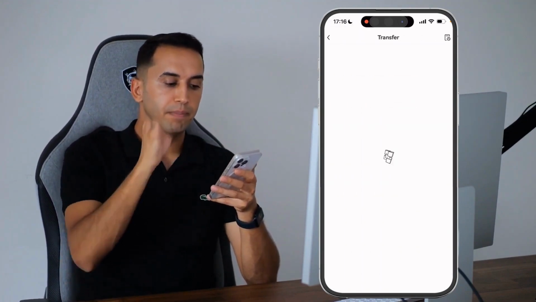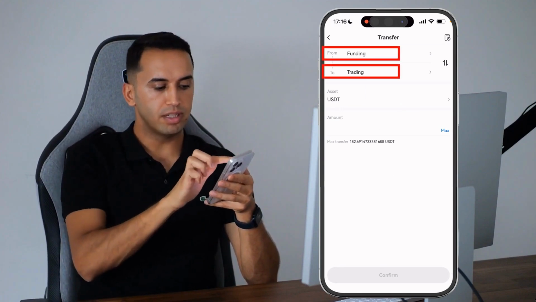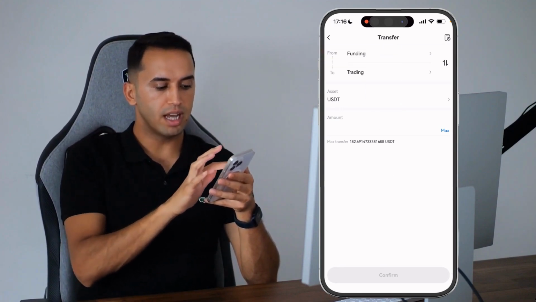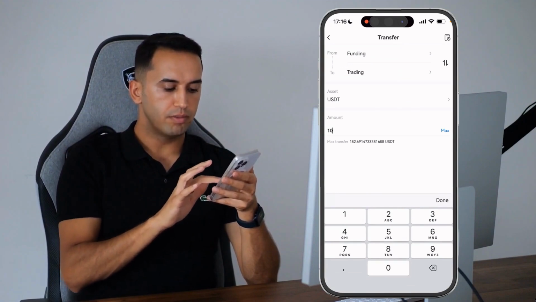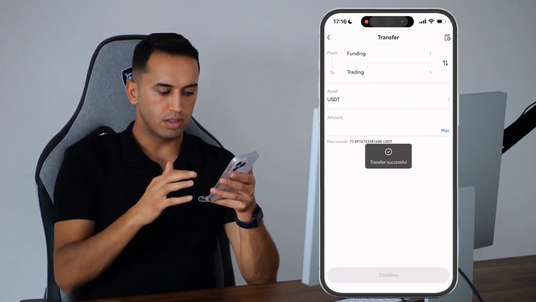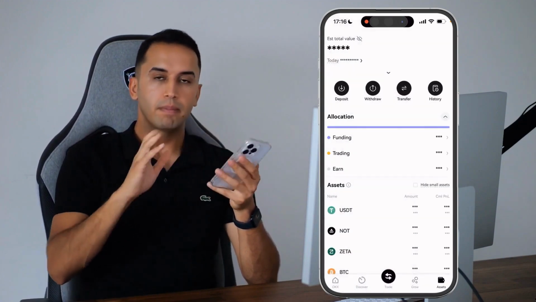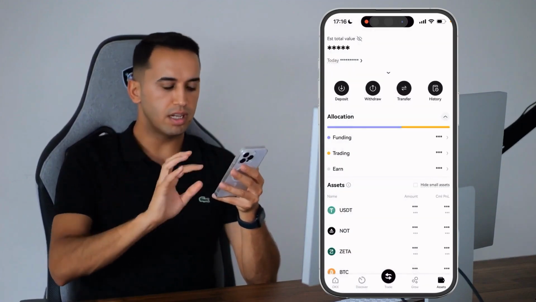I clicked on transfer. Transfer from funding to spot. Transfer USD from funding to trading. How much to transfer? Transfer $105. Friends, transfer $100. I have completed the transfer. Everything is now ready for us to start trading.